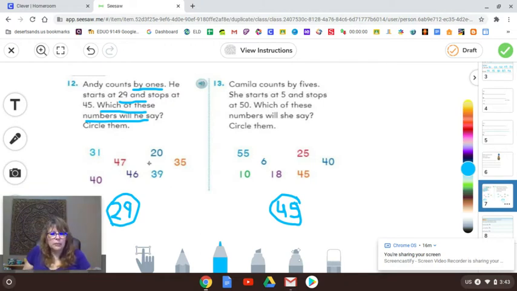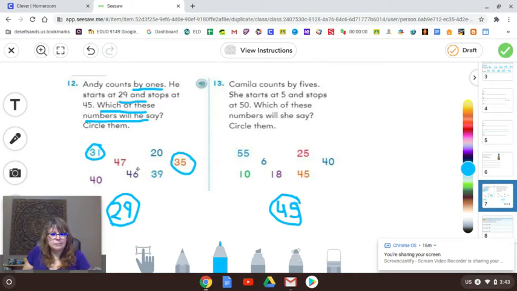No. How about 31? Oh, I have 31, so I'm going to have to say 31. 32? No. 33? No. 34? I don't see 34. How about 35? Oh, I see 35 right here. So I did say this one. Remember, I'm going to go all the way to 45.